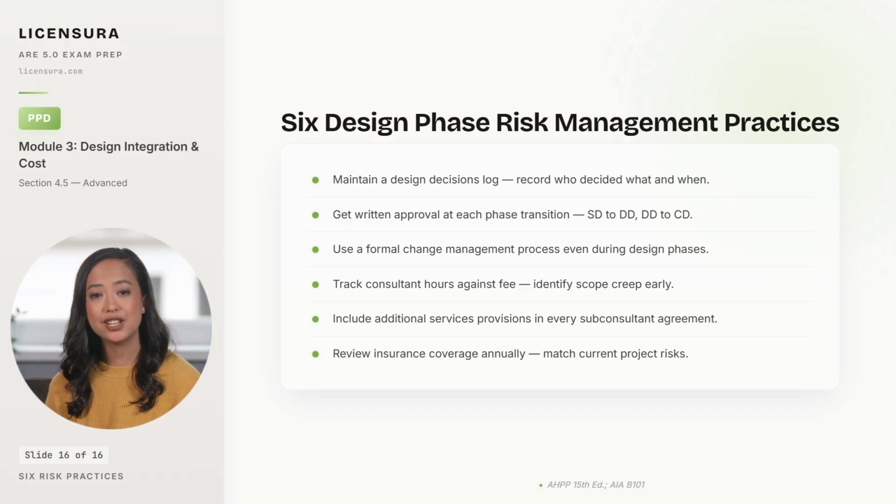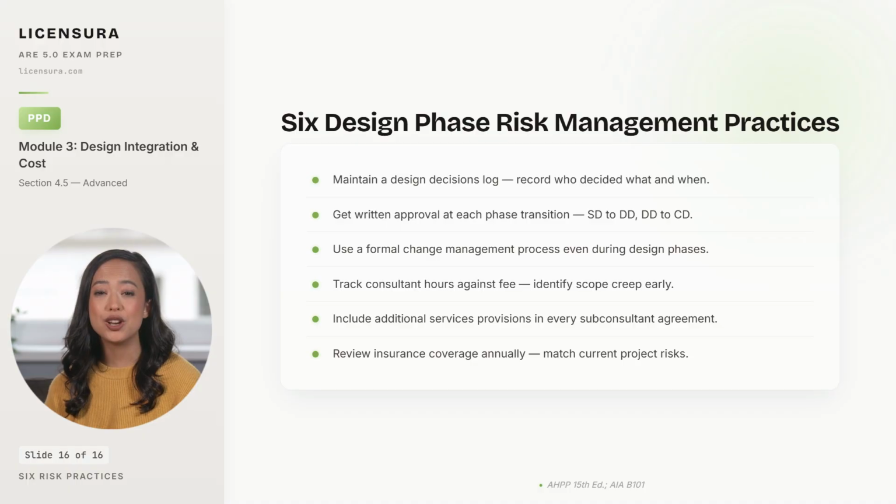Fourth, track consultant hours against fee at every milestone. When the consultant is over budget on a phase, the architect knows scope creep is happening before it becomes a financial crisis. Fifth, include additional services provisions in every subconsultant agreement, because if the subconsultant is doing extra work and cannot bill for it, the architect ends up absorbing the cost.